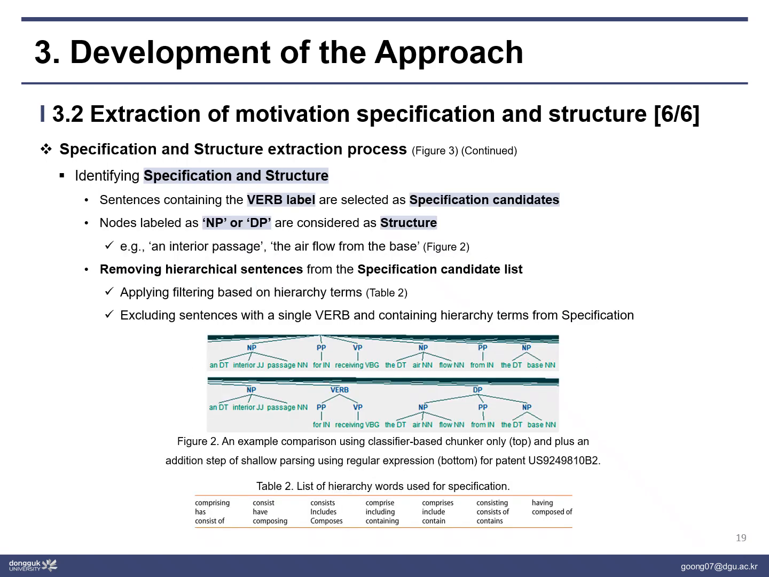Now specification and structure are identified. Sentences that include the verb label are selected as specification candidates. Nodes with MP or DP labels are considered as structure. Hierarchical relation sentences are removed from the specification candidate list.